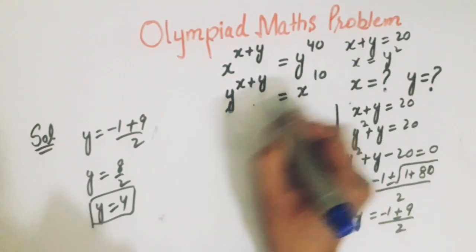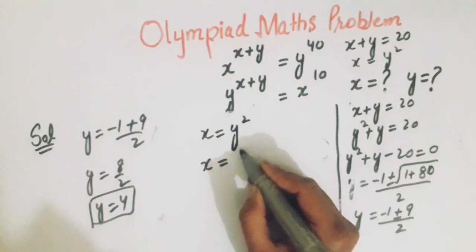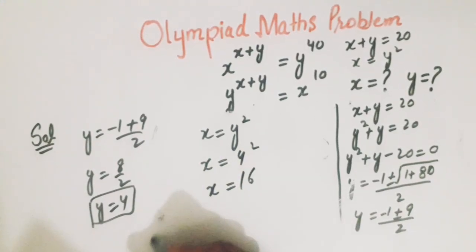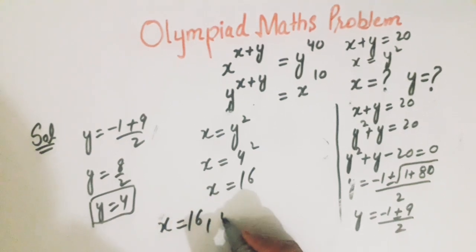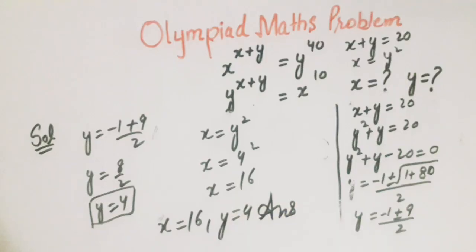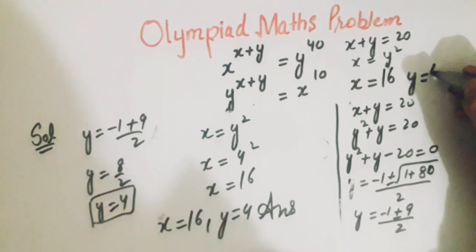So x equals y square. It means x equals 4 square. So x equals 16. It means we get the value of x and y. X is 16 and y is 4. So this is the final answer. We can do the verification of this. We will write the answer here that x is 16 and y is 4.